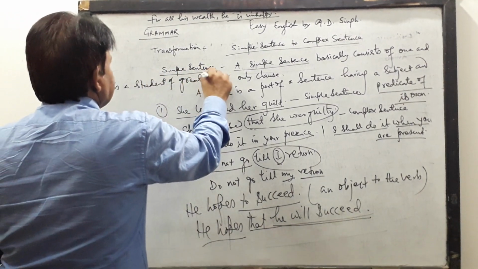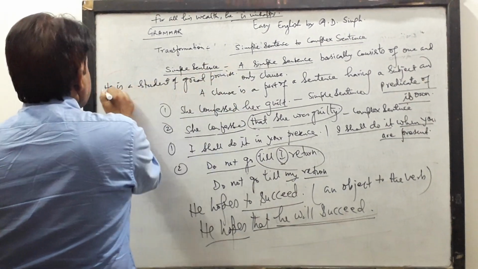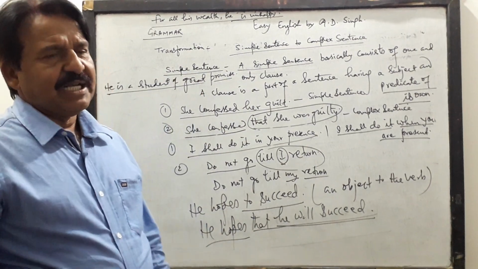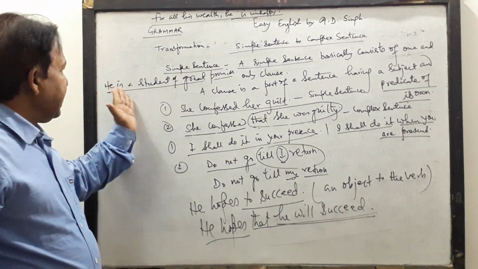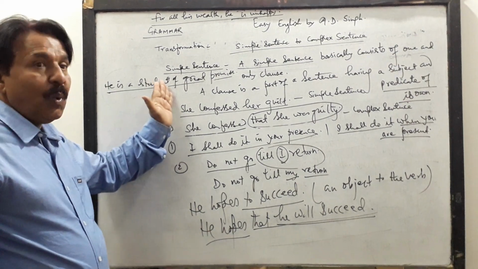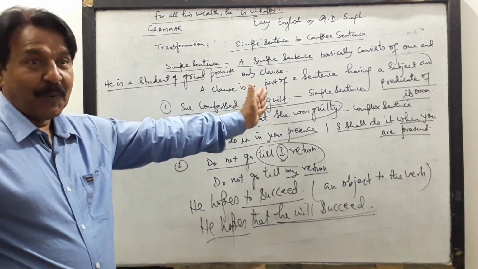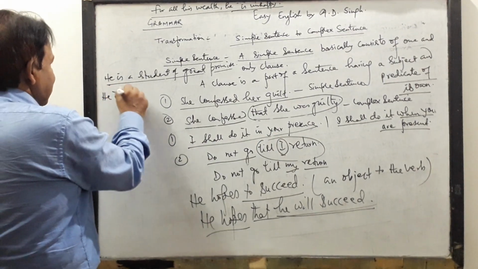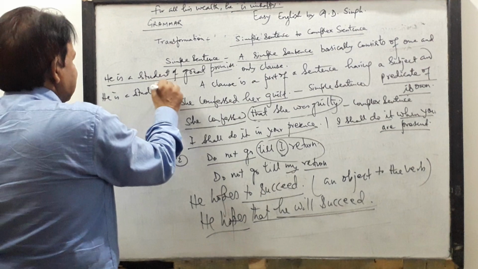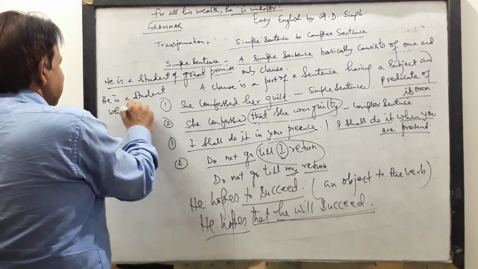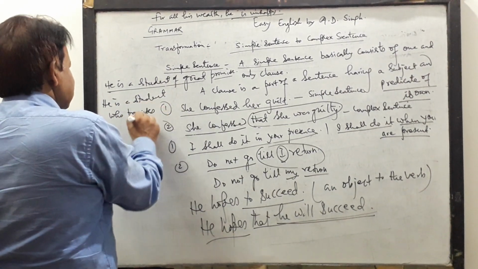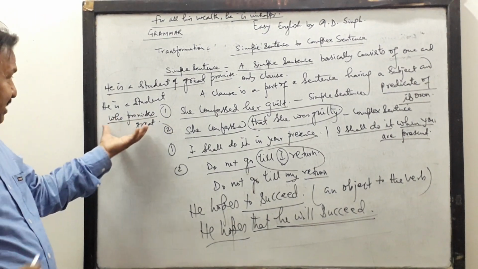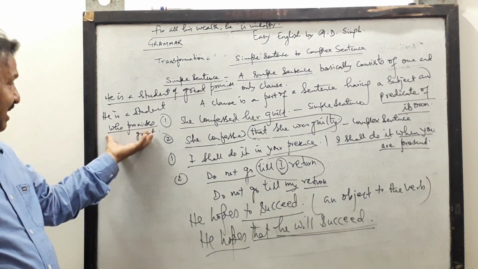Great promise. मान लीजिए इसको हम कॉम्प्लेक्स बनाना चाहते हैं. He is a student of great promise. सिंपल है. इसको हम कॉम्प्लेक्स बनाना चाहते हैं. तो क्या होगा? He is a student who promises great. How simple. Same meaning or different meaning? Tell me. Same. But the second one is a complex one because there is an adjective clause, who promises great.